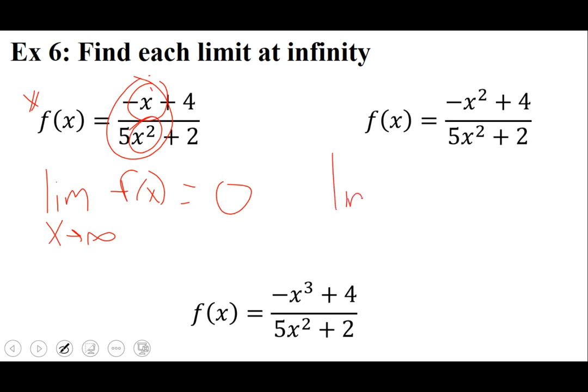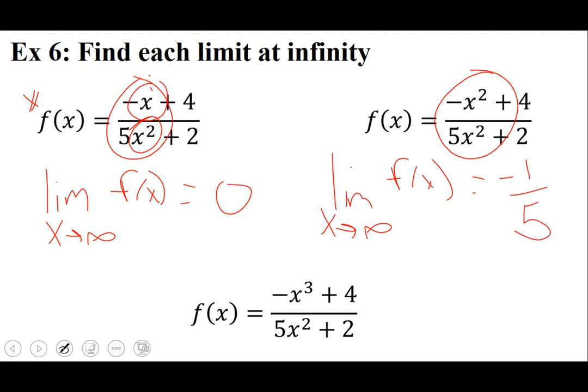In this second example, you're trying to find, again, the limit as x goes to infinity of that function f of x. When you compare these degrees, you can see that because of the fact that they are squared and squared, they have the same power, which means they would essentially cancel, which means the limit is the ratio of those powers, which would be -1 from the numerator and 5 in the denominator.